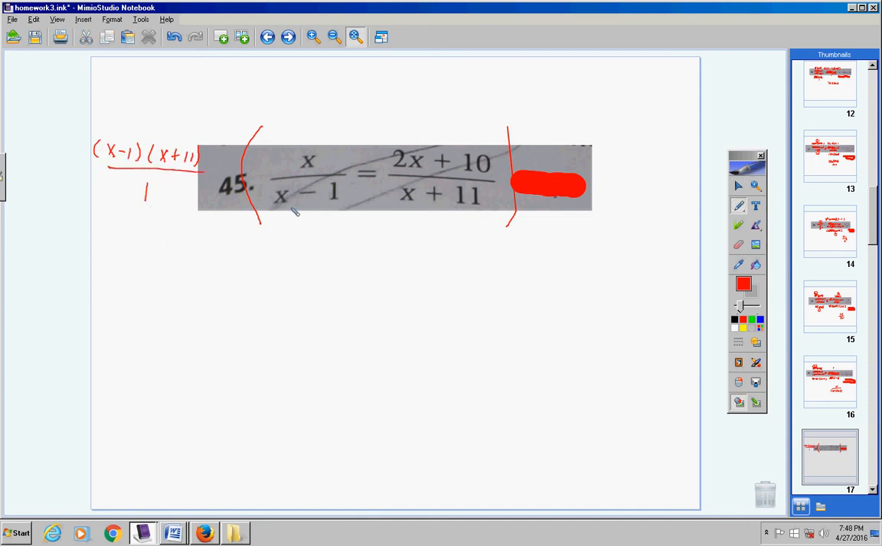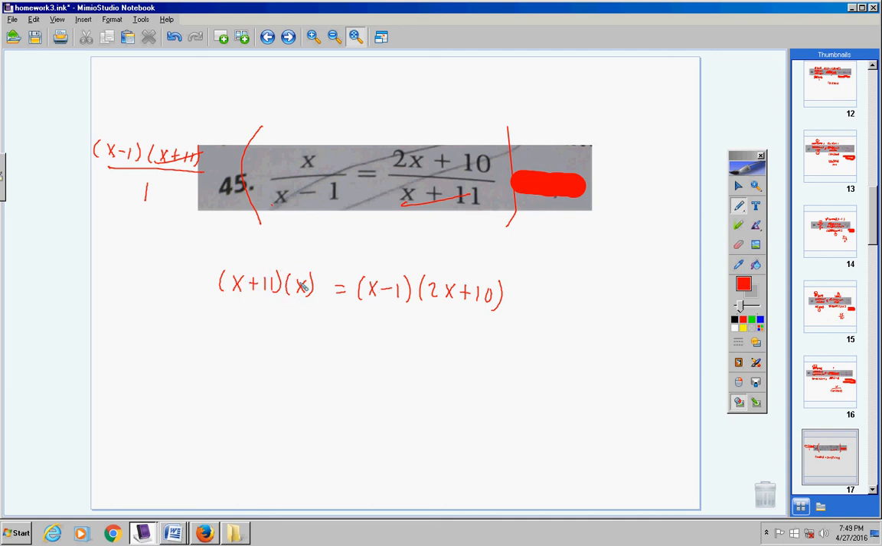So x minus 1 cancels with x minus 1, leaving you with x plus 11 times x. So I have x plus 11 times x equals, then here x plus 11 cancels with x plus 11, leaving me with x minus 1 times the binomial 2x plus 10. So students, it looks like I'm going to have to do some work here now. I've eliminated my fractions. Now I've got to do some simplifying here.